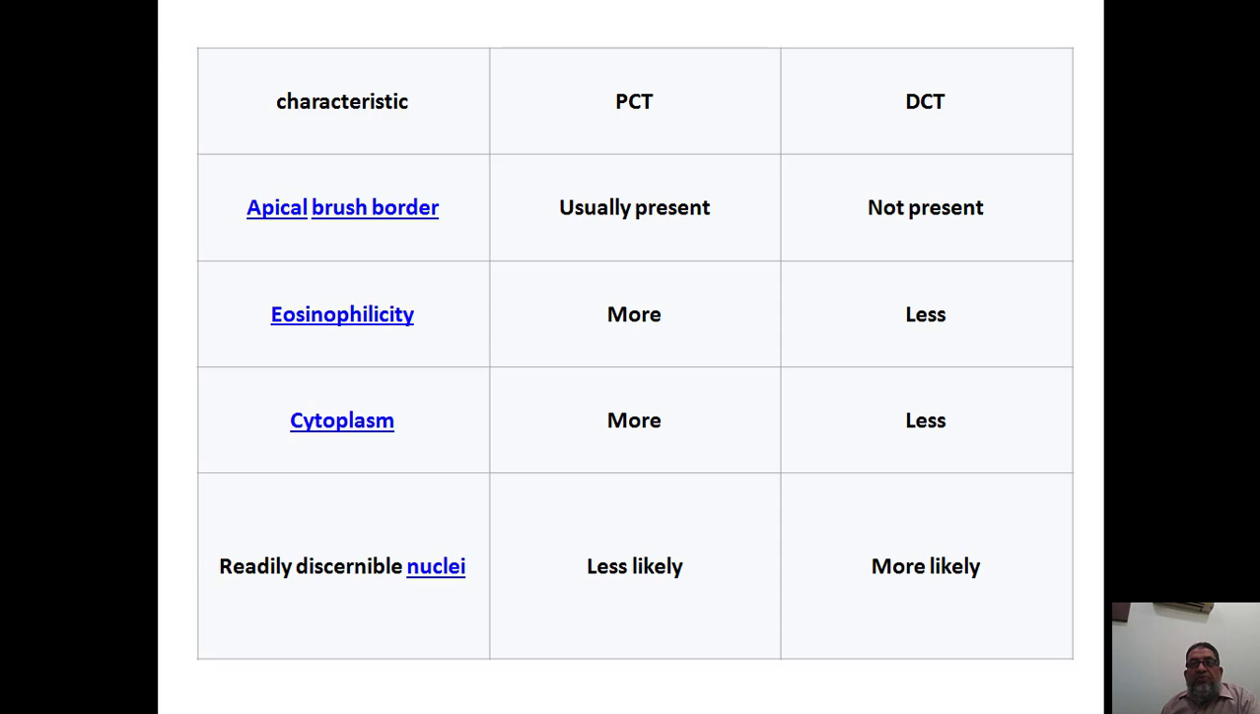What are the differences? This chart will tell you the difference between the proximal convoluted tubule and the distal convoluted tubule. Apical brush border: usually not present in the distal convoluted tubule, although if present it is relatively less, but usually present in the proximal convoluted tubule. Eosinophilicity of cytoplasm: more in proximal, less in distal. Readily discernible nuclei: less likely in proximal, more likely in distal. Nuclei are more prominent in the distal convoluted tubule.